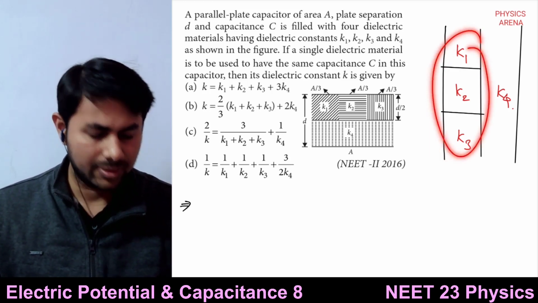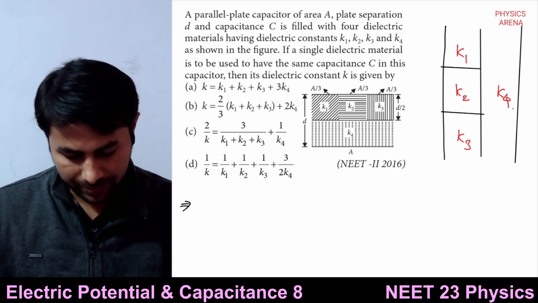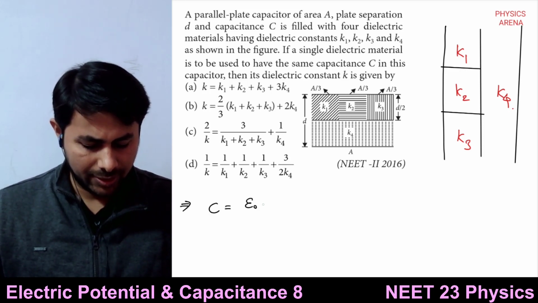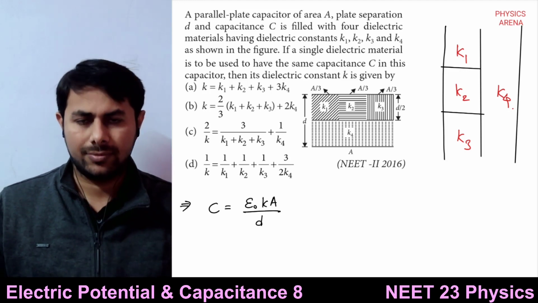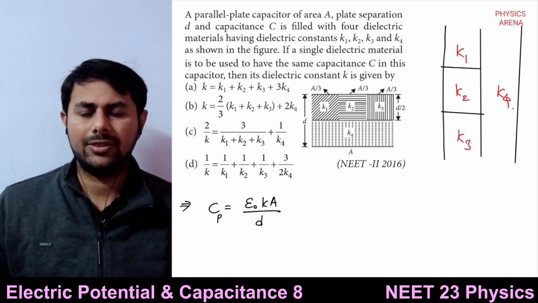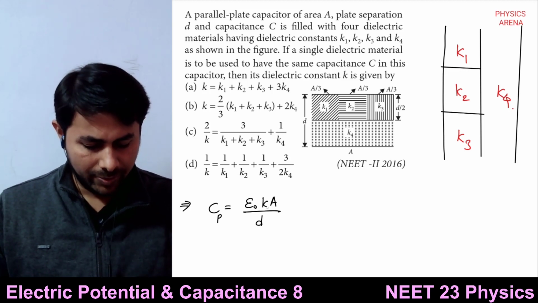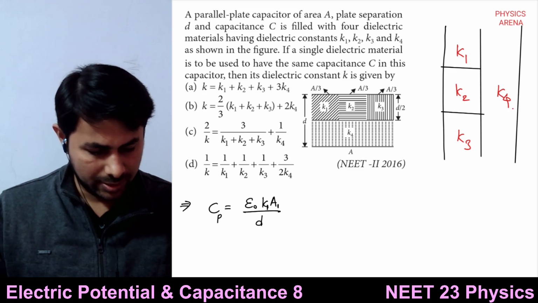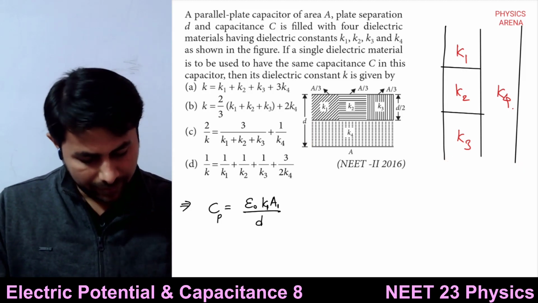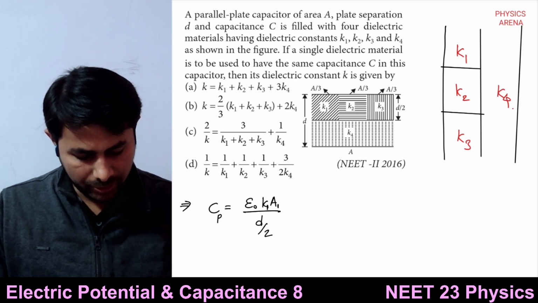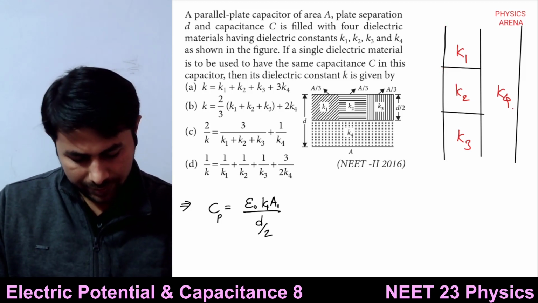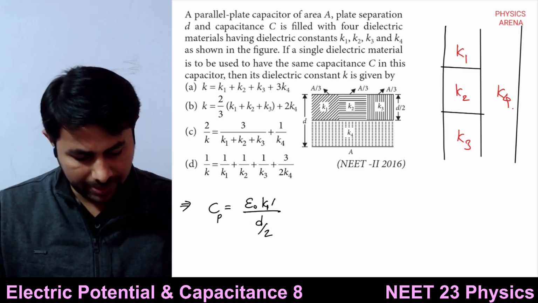First, let's find the capacitance of their parallel combination. We know the formula for capacitance is epsilon naught K A divided by D, and in parallel the capacitances add. So the total capacitance of the parallel combination Cp will be epsilon naught K1 A1 divided by D1. D1 is half of the distance between the two plates, so it is D by 2. And the area is one third, so instead of A1 I will say it is A by 3.